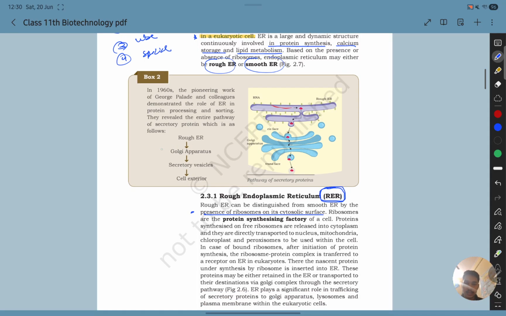You can imagine the structure like this. There is a nucleus, and beside it is the rough endoplasmic reticulum, and there is a smooth one also. Then a little farther there is the Golgi apparatus, then the vesicles, and then the cell exterior. Imagine it like this: nucleus, endoplasmic reticulum, Golgi apparatus, vacuoles or vesicles, and then the cell exterior.